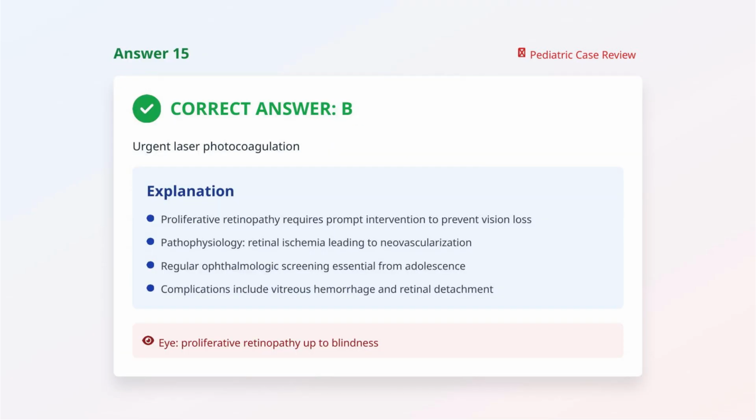The correct answer is B. Urgent laser photocoagulation is the most appropriate next step for this patient with proliferative retinopathy. Proliferative sickle retinopathy requires prompt intervention to prevent vision loss.